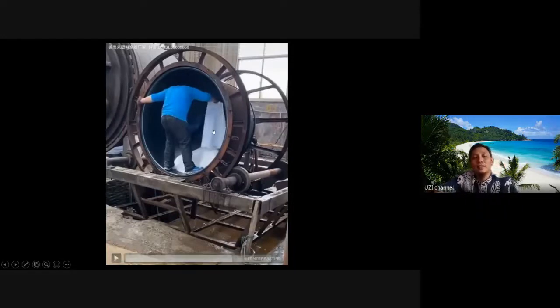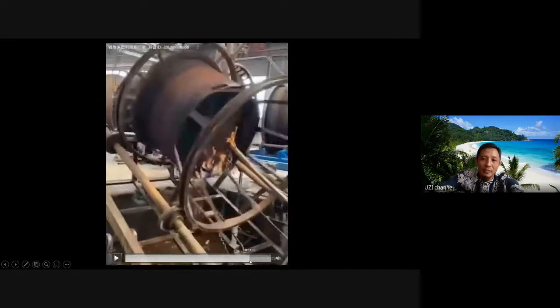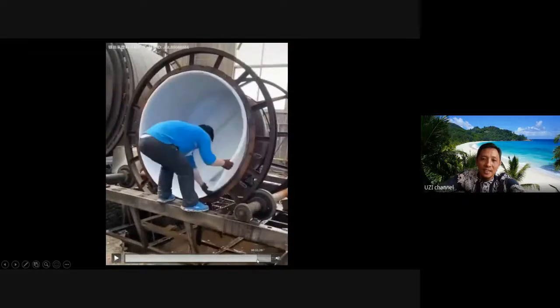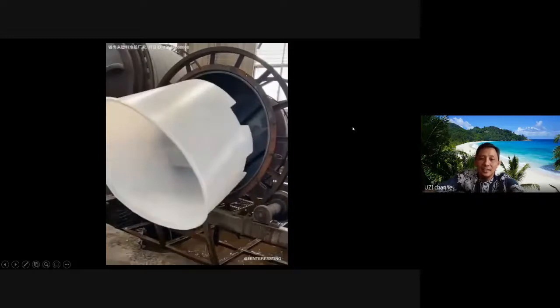Then the mold is rotated together with heating, so the polymer inside the mold becomes liquid and forms a shape similar to the mold. After cooling, we can have the final product of polymers or plastic, like this. Okay, this is the rotomolding process.